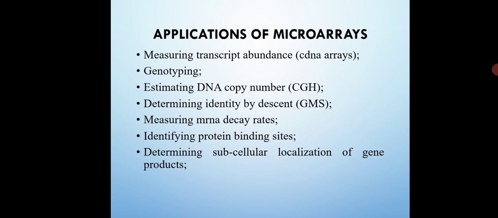And the applications of microarrays. They can be used to find the mRNA present in the cell. Then genotyping, estimation of DNA copy number, determining the identity of descent, measuring mRNA decay rates, identifying protein binding sites, then determining the subcellular location of gene products.